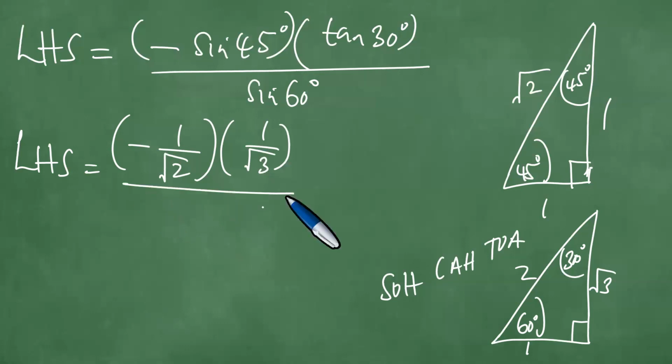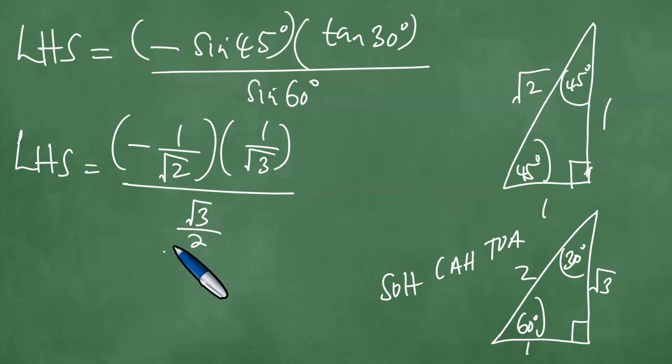What about sine 60? In the denominator, there's sine 60. It is going to become the square root of 3 over 2. Well done. It is the square root of 3 out of 2.